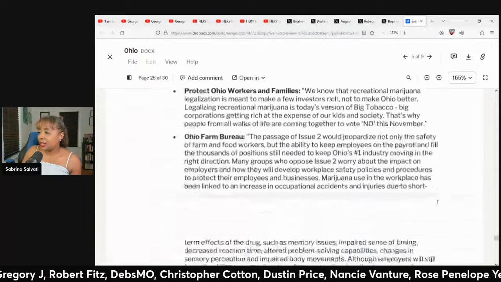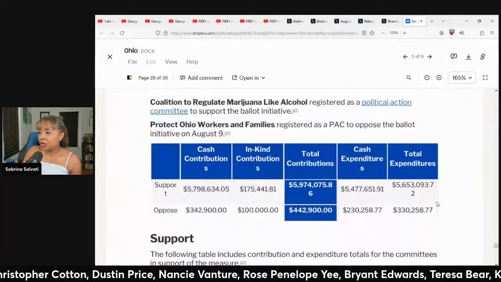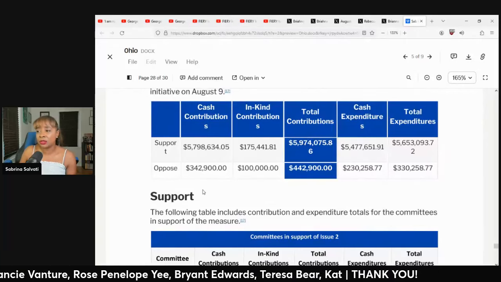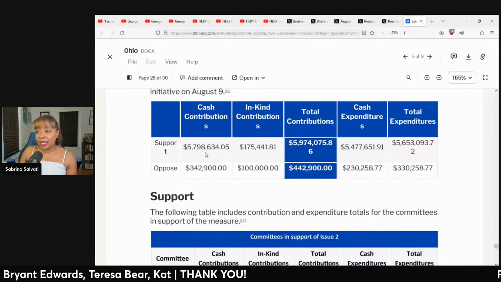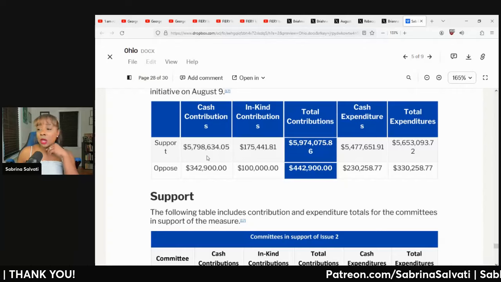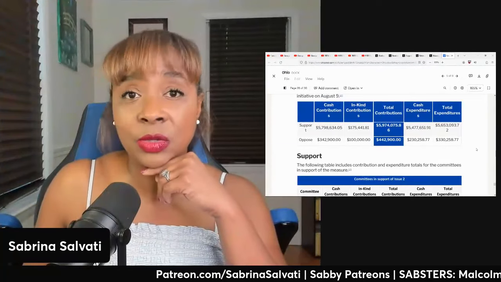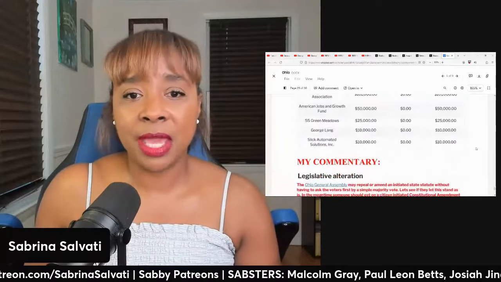And I just want to go to the part here about the money that was spent. So again, once you see the dollar amount, over $342,000 spent to oppose it. And we have over 5.7 million to support it. So once again, the higher dollar amount usually wins when it comes to these particular ballot measures.